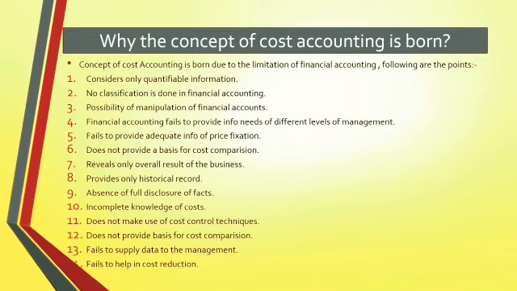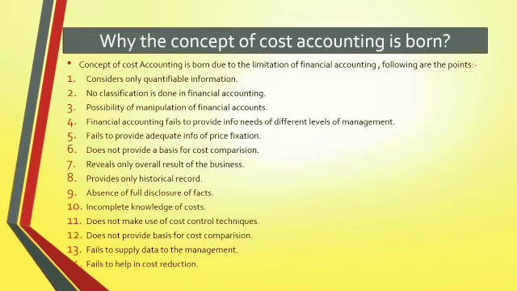The eighth one is provides only historical record. So financial accounting only records historical data and not the present or future one, whereas cost accounting does record all the three: present, future and historical data. Then comes the ninth one, absence of full disclosure of facts.